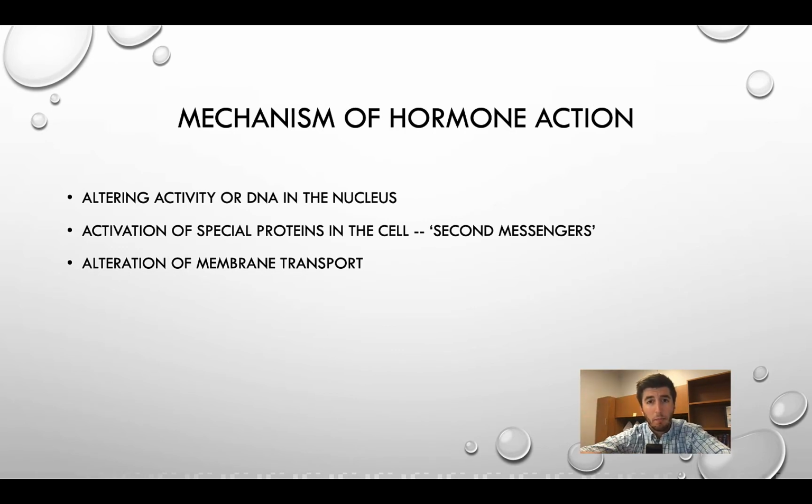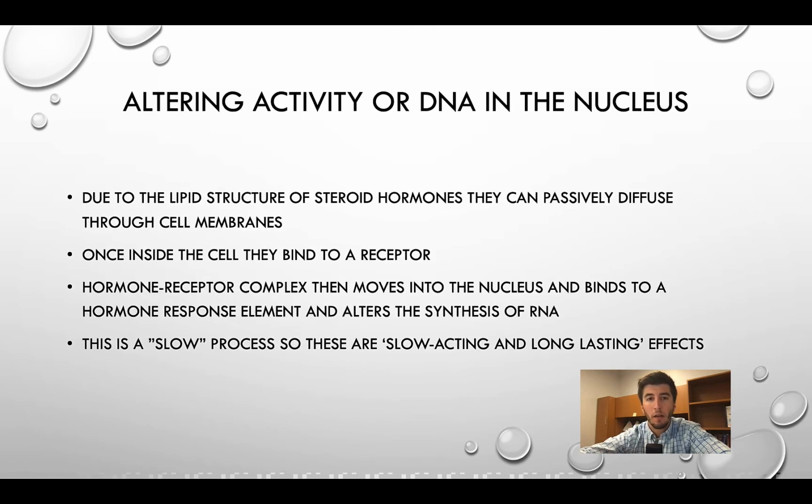Realistically, we have three primary mechanisms for how we're going to exert hormone action. We're going to be able to have a direct effect on DNA. We're going to activate a special subset of proteins that have a special set of skills, like Liam Neeson. This is going to be our second messenger system. And then we can also alter the level of membrane transport, or alter the permeability of the target tissue to specific things, right? When it comes to altering specific DNA activity, this is largely going to be based on our steroid hormones or our lipid-based structures.